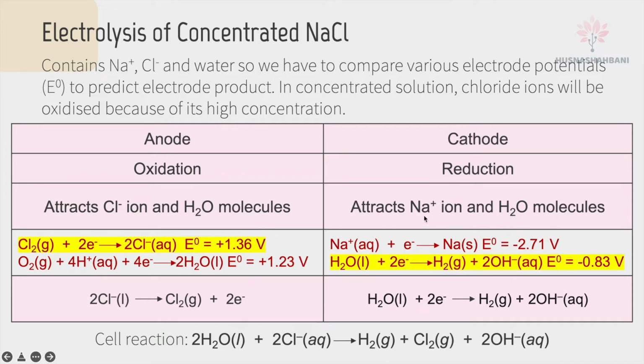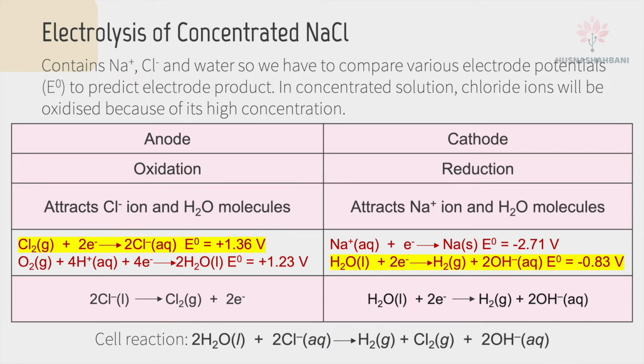For cation and water, when you compare cation and water, it will follow the electrode potential value. Means the water will be reduced at the cathode. Water receives electrons and it will produce hydrogen gas and OH minus. So combine this half cell equation to make the overall equation. Cancel out 2 electrons and your overall equation will be 2H2O plus 2Cl minus to produce hydrogen gas and Cl2 gas and OH minus aqueous. This is the overall equation for concentrated NaCl.